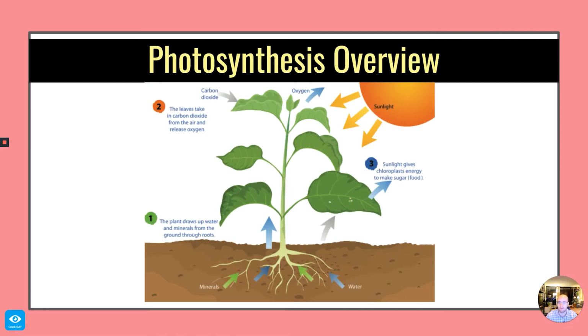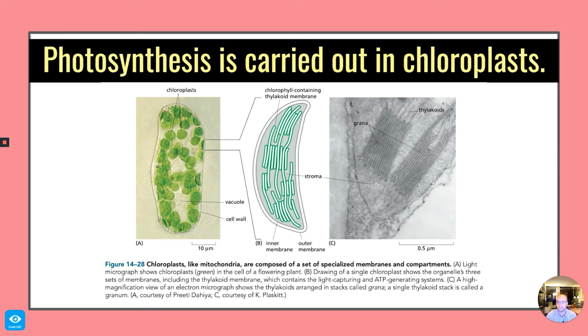So first, let's give an overview. Photosynthesis is a process by which carbon dioxide, water, and sunlight combine to produce sugar, or food for the plant. This also outputs oxygen, which helps to sustain all life on Earth.